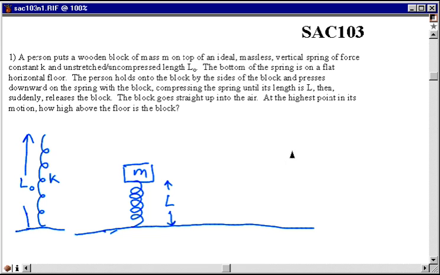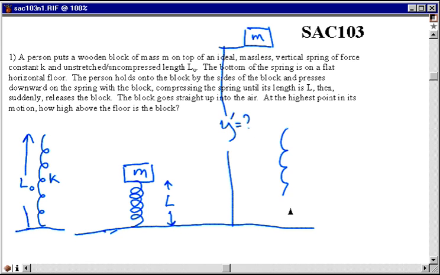This block goes flying into the air, and they want to know how high it is when it's at its highest point. How high above the floor? Let's call that y prime. And therein lies the question, what's it equal to? Where our spring is out of the picture by that time. It's unstretched and uncompressed again.